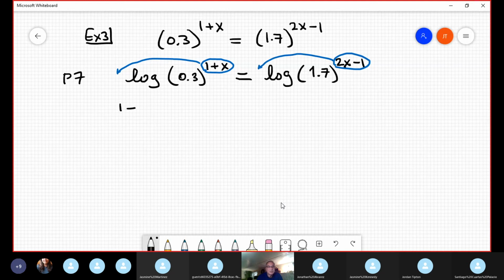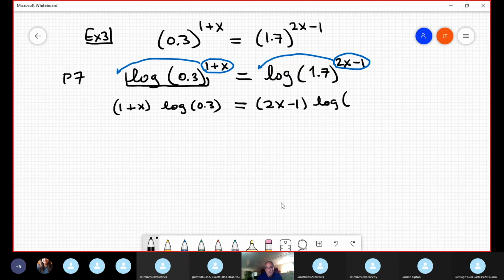1 plus x. Please don't forget the parentheses, because this parenthesis multiplies log 0.3. If you write without parentheses, it looks like an x multiplying only a logarithm. No, it's not true. This entire expression is multiplied by this number. And here exactly the same: 2x minus 1 times log 1.7. Don't be scared, because the logarithm of 0.3 and 1.7 we compute with the calculator. And at this moment we have a linear equation.